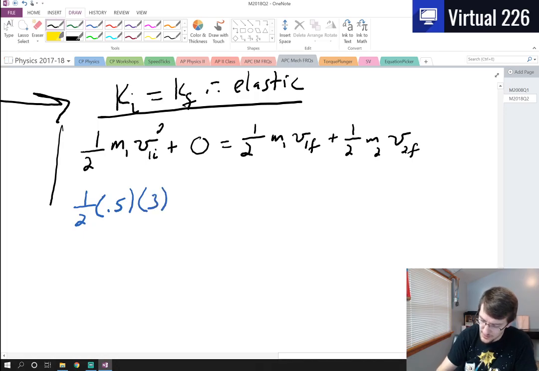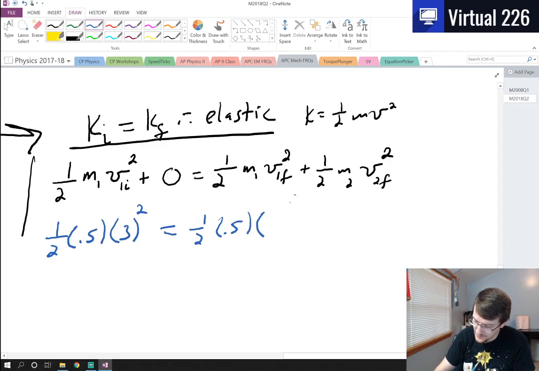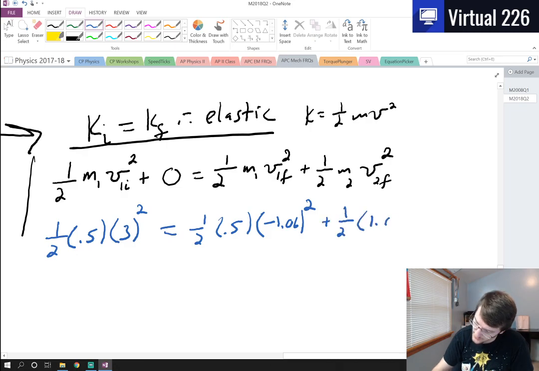Oops, you know what I'm forgetting? Squares, squares, squares. Kinetic energy is 1/2 mv squared. Squared. This is equal to 1/2 times 0.5 times the final velocity of cart 1, which we had is negative 1.06. That's really not going to matter because we have to square this, plus 1/2 of 1.05 times the final velocity of this, which is like 1.9 squared.